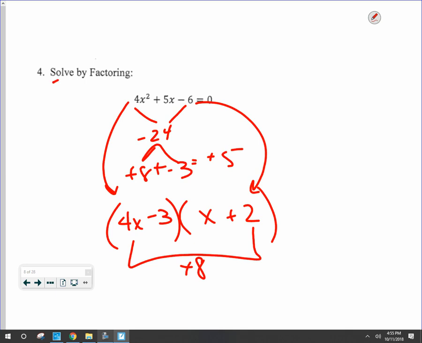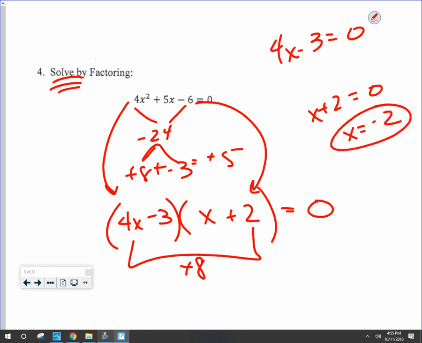Now it is asking me to solve. So now I set the parentheses equal to 0 and solve both of those. So x equals negative 2 and x equals 3/4 are my two solutions.